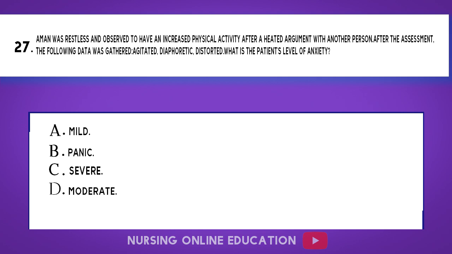27. A woman was restless and observed to have increased physical activity after a heated argument with another person. After the assessment, the following data was gathered: agitated, diaphoretic, distorted. What is the patient's level of anxiety? A. Mild, B. Panic, C. Severe, D. Moderate. The answer is option C, severe.